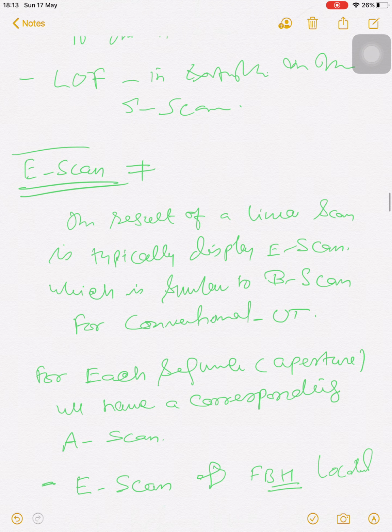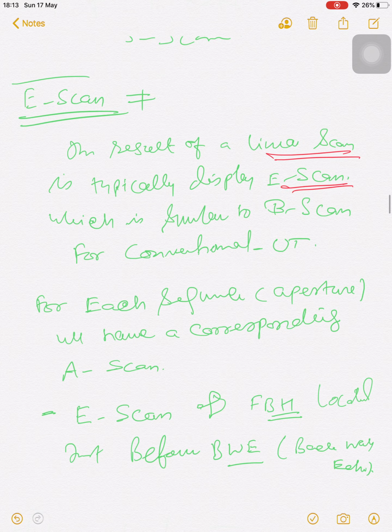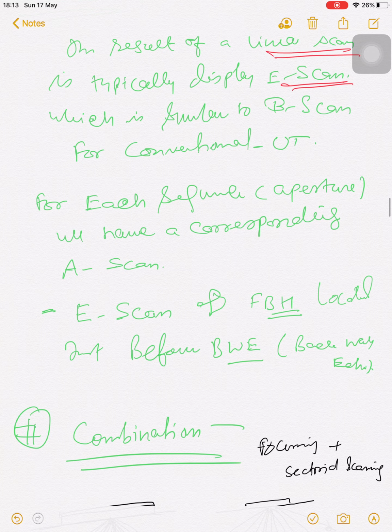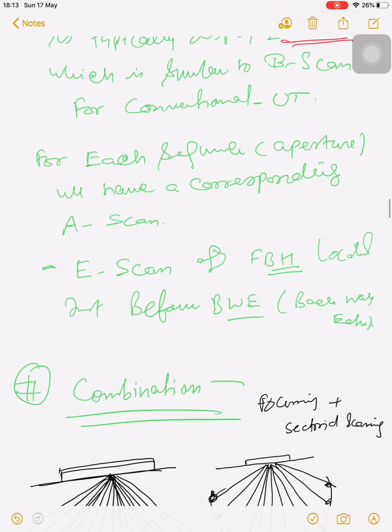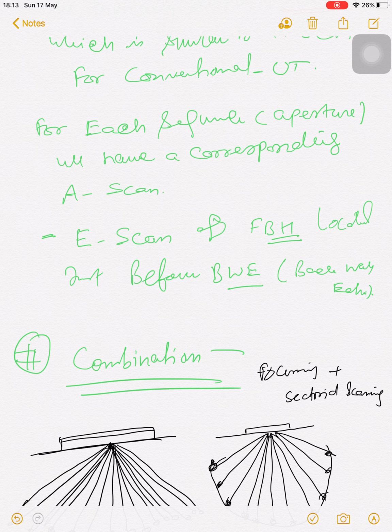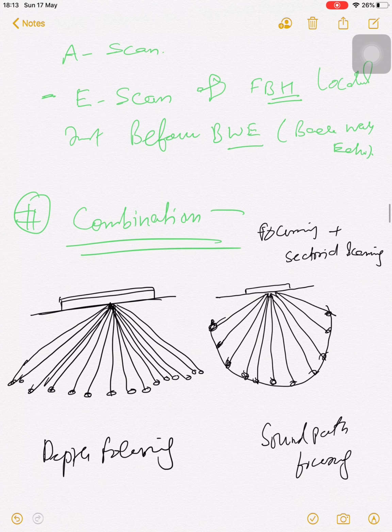What is the E scan? It represents the linear scan, and the typical display is the E scan, which is similar to the B scan for conventional UT. So the E scan is similar to the B scan, like what you see in conventional UT. Each sequence aperture will have a corresponding A scan, and the E scan of a flaw is located before the back wall echo.